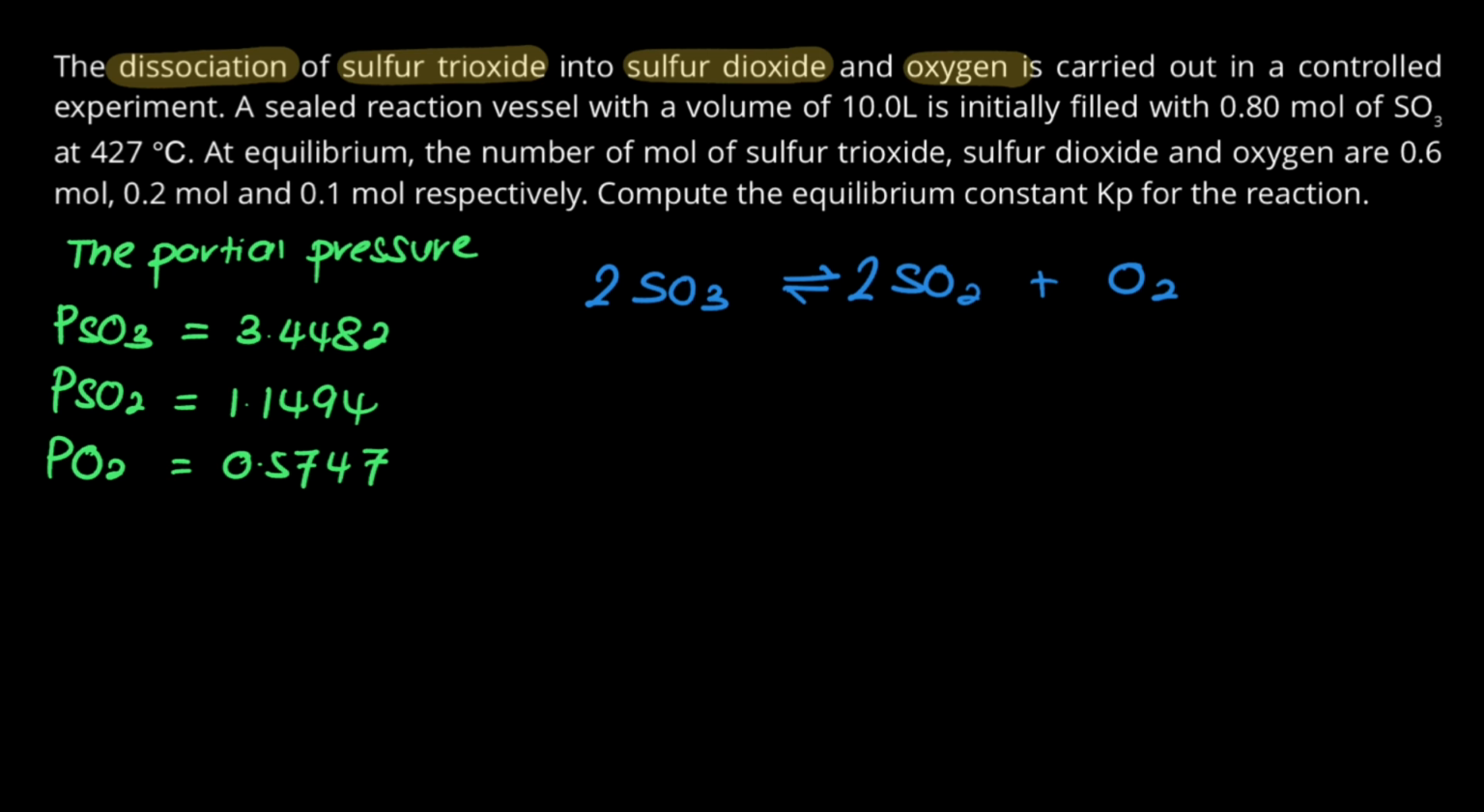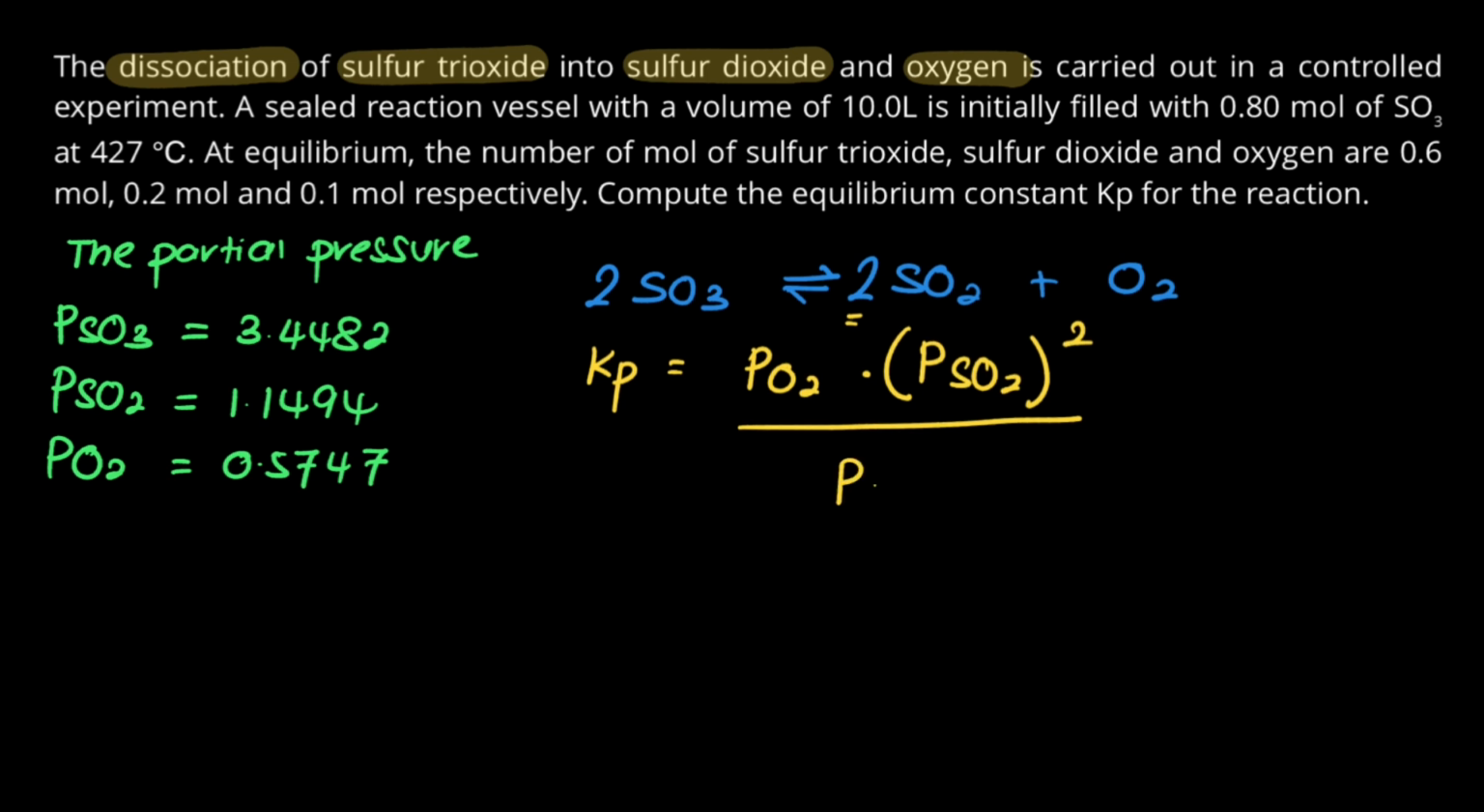So next up, you need to find the Kp. The Kp should be whatever is in the product. So the partial pressure of oxygen times the partial pressure of sulfur dioxide. But sulfur dioxide you have 2 here, so this one you need to raise to the power of 2, divided by whatever is in the reactant, which is the partial pressure of SO3. And since SO3 also has 2 here, you need to raise to the power of 2.